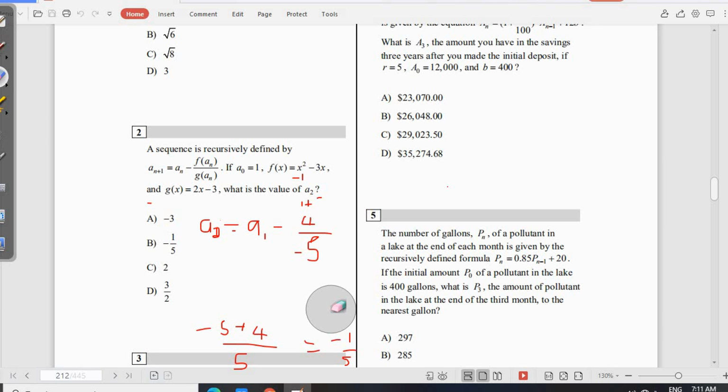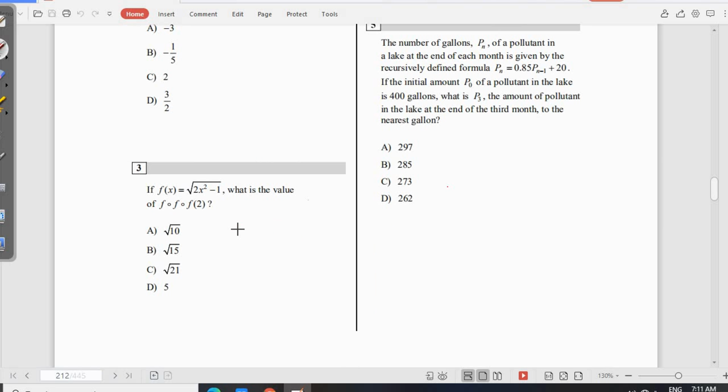since we have gotten the answer as B, let's solve number 3. F of x is 2x squared minus 1. What is the value of f of 2?